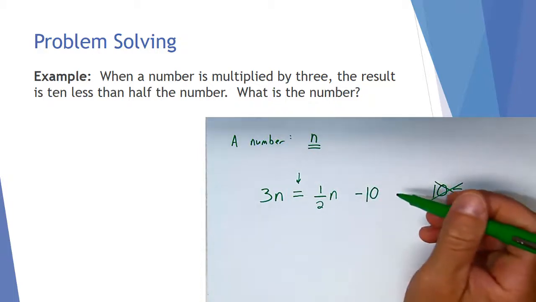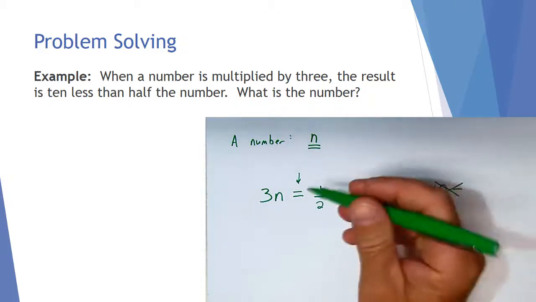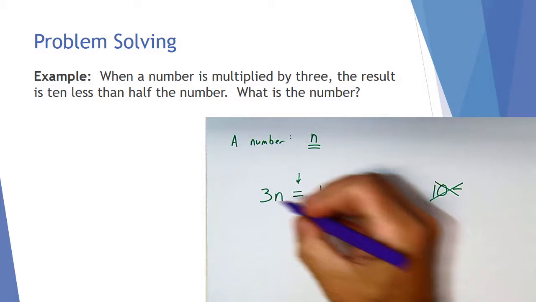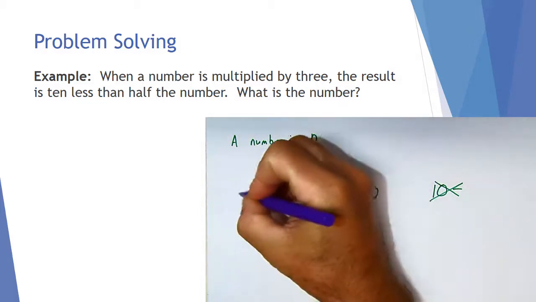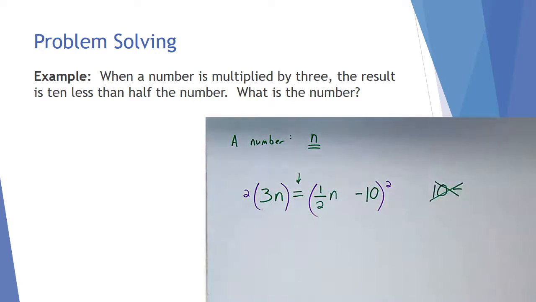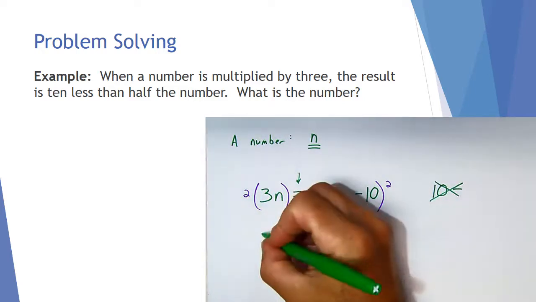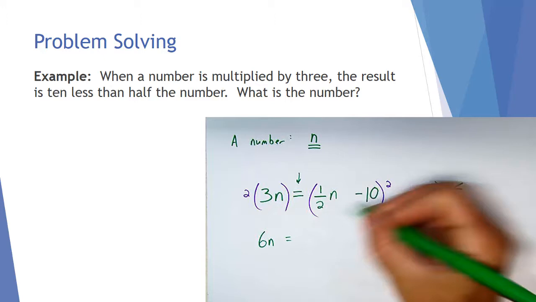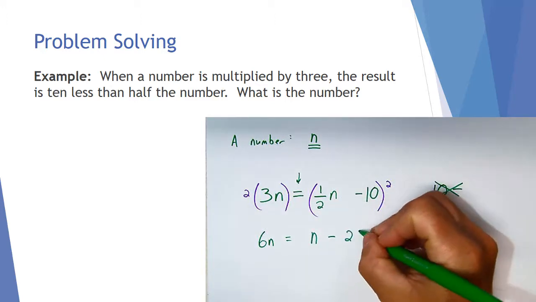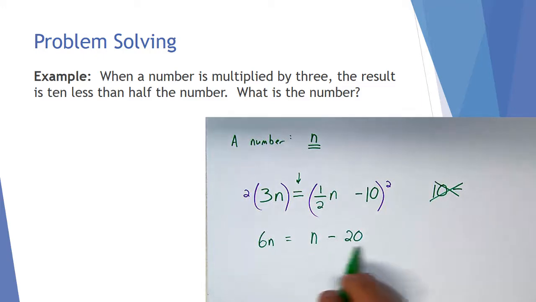There's our equation. So we should be able to solve that now and see what our number is. As we saw in our earlier work, we've got a fraction in there, so let's multiply both sides of this equation by 2 to get rid of those fractions right off the bat. When we do that, the left side becomes 6n, the right side becomes just n, and negative 10 times 2 becomes 20. So 6n equals n minus 20.